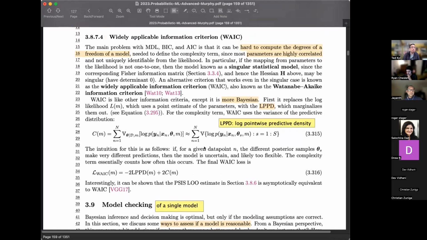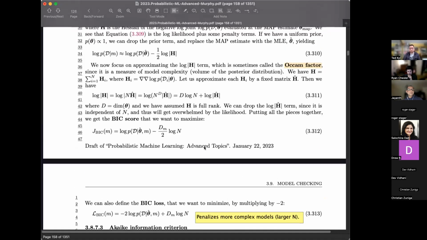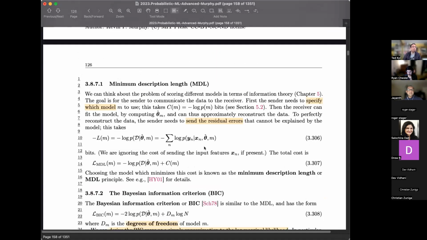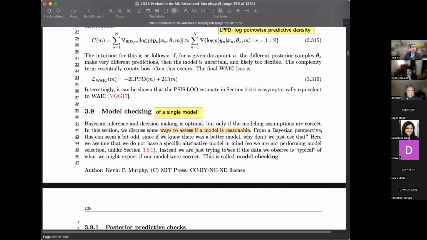So yeah, that is section 3.8. I don't know if there's any questions there. So I think I have two more. Is it?